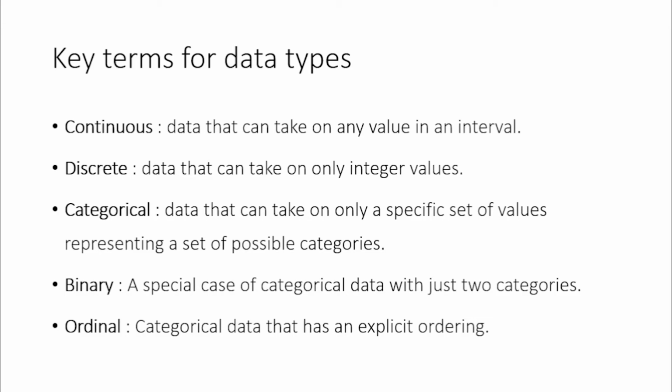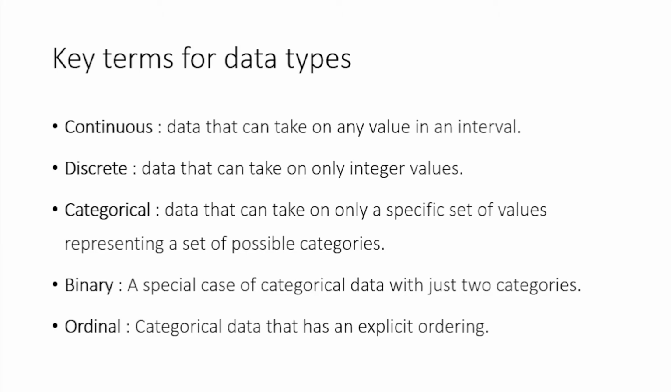Fine. Next we have binary. This is a special case of categorical data with just two categories. For example, hot or cold. Suppose the day is hot or cold. You can describe the day in other weather conditions as well. It can be windy, it can be snowy, all that. But if we are trying to categorize it based on two values, for example today was hot or cold, then it will be a case of binary data.